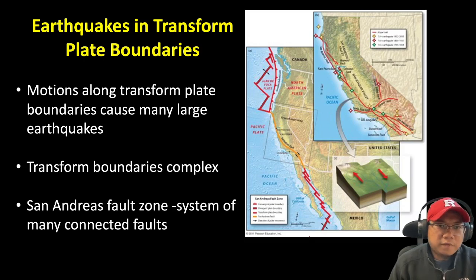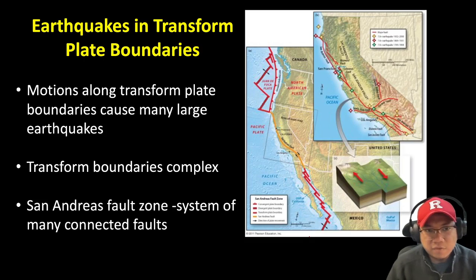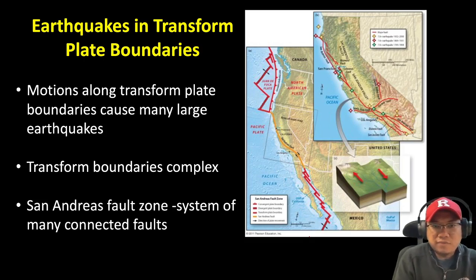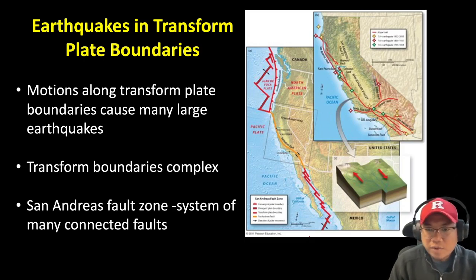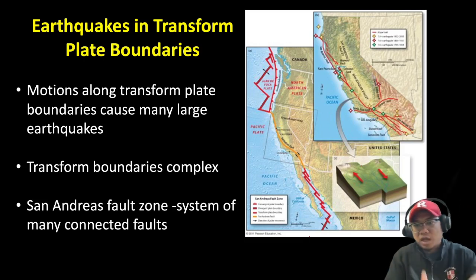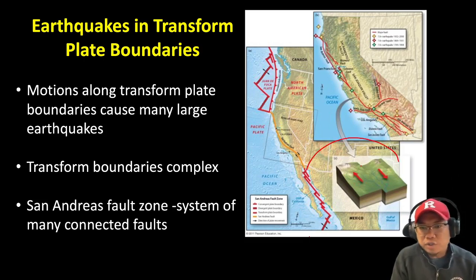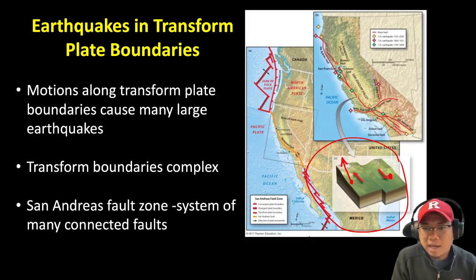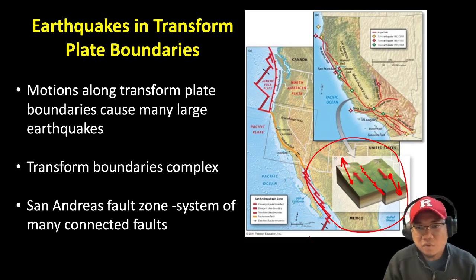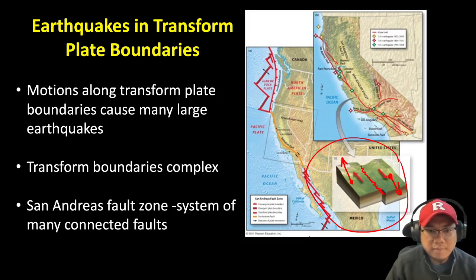Okay, the second example for a type of plate boundary that could generate earthquakes is definitely transform plate boundaries. So motion along transform plate boundaries can cause many large earthquakes. Remember that transform plate boundaries are the sites where we have two plates that are moving horizontally, as illustrated by this picture right here. We have this block going upward and then this block going downward. So basically the two blocks are rubbing each other along this fault zone right here. This is called the transform fault or transform plate boundary.